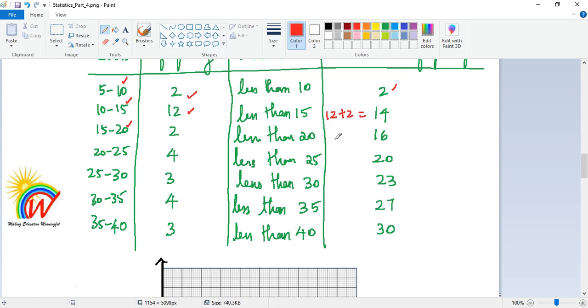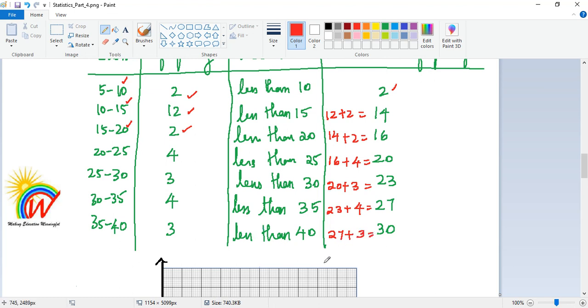And less than 20 will be 14 plus 2. 12 plus 2, 14 is already done, right? Now you have to add this 2 also, so plus 2 is 16. Then less than 25 is 16 plus 4, which equals 20. Then 20 plus 3 is 23. Then 23 plus 4 is 27. And then less than 40 will be 27 plus 3, which is 30.